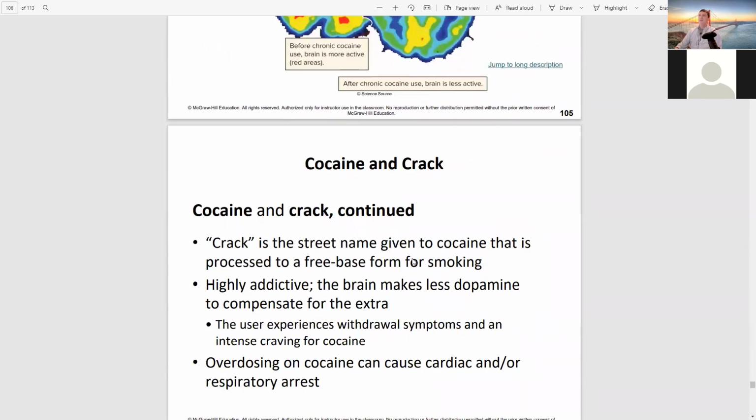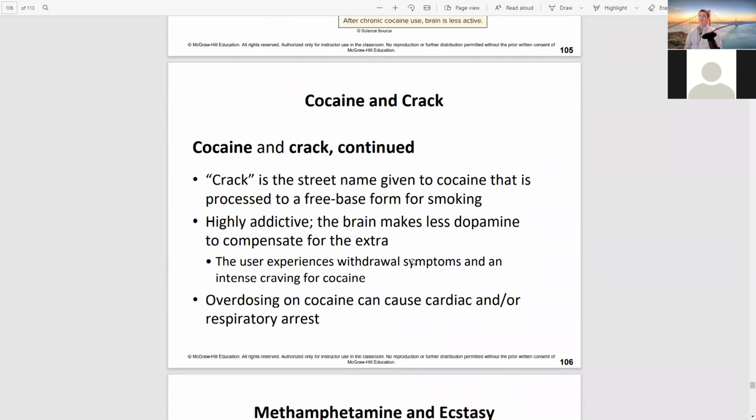So crack is the street name given to cocaine that is processed to a freebase form for smoking. It's highly addictive. The brain makes less dopamine to compensate for the extra. The user experiences withdrawal symptoms and an intense craving for cocaine. Overdosing on cocaine can cause cardiac or respiratory arrest.